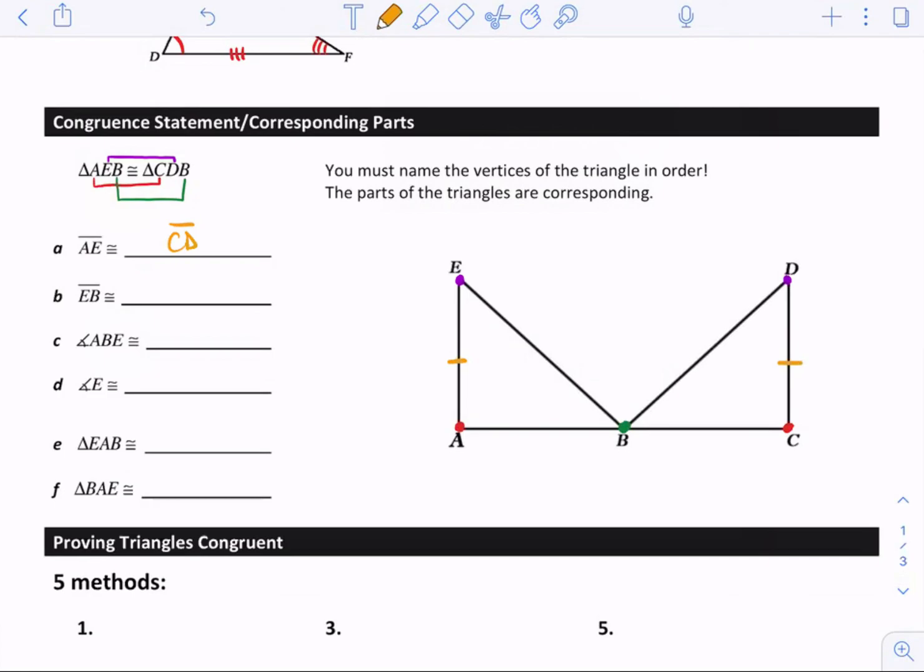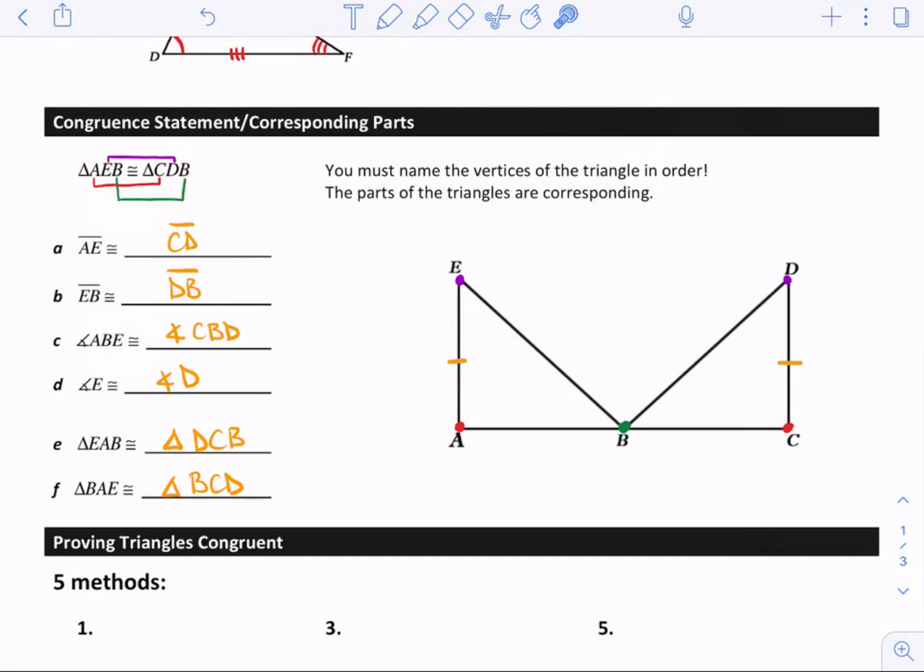EB to, if you want to pause it here and see if you can complete the rest of these blanks, go for it. So EB to DB, angle ABE and angle CBD, angle E and angle D, triangle EAB with triangle DCB, and triangle BAE with triangle BCD.